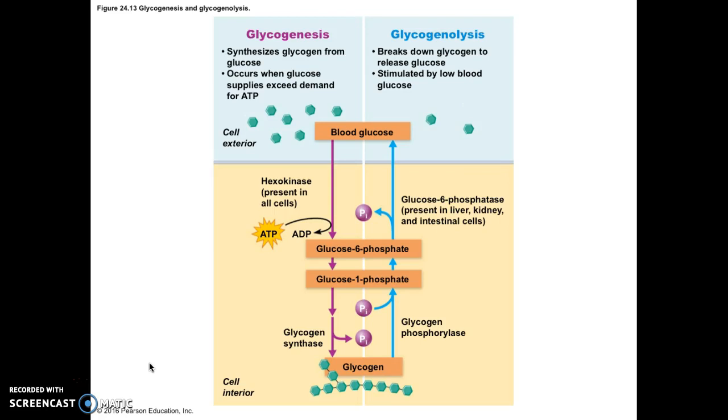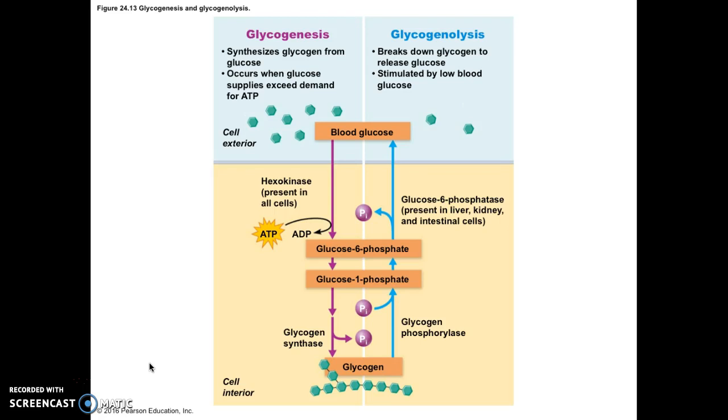On the other hand, when blood glucose levels drop, glycogen splitting occurs in a process called glycogenolysis. Lysis meaning splitting. So the splitting of glycogen. This is shown on the right side of the illustration. Glycogen phosphorylase phosphorylates glycogen into glucose 1-phosphate, which transforms into its isomer glucose 6-phosphate. Glucose 6-phosphatase in the liver, kidney, and intestinal cells removes the terminal phosphate, producing free glucose.